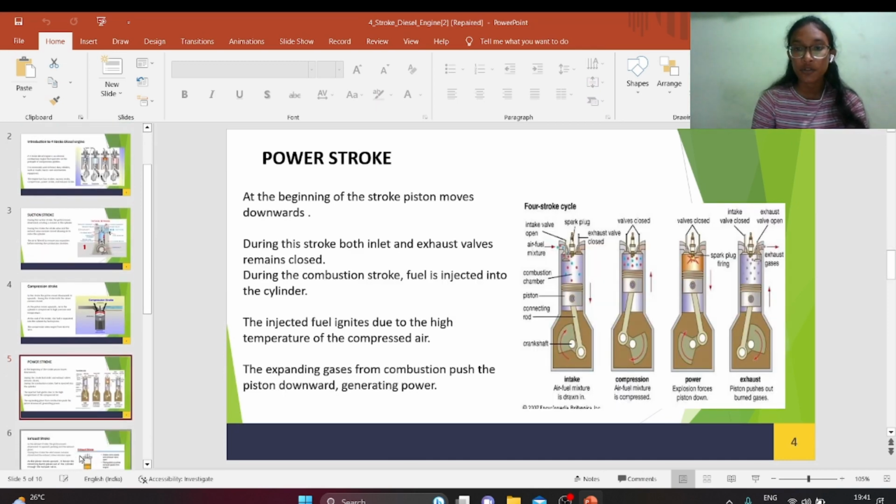So the next is the power stroke. In this stroke the piston moves downwards, as you can see in this diagram. During this stroke, both the inlet valve and the exhaust valve remain closed. During the power stroke, fuel is injected into the cylinder. The injected fuel ignites due to the high temperature of the compressed air. The expanding gases push the piston downwards, generating power. So as the piston moves downward, it generates power.